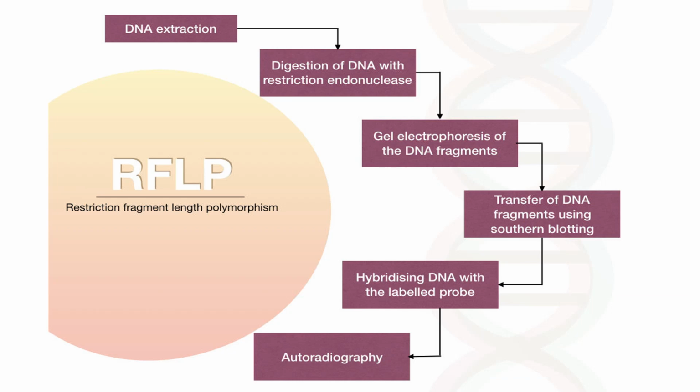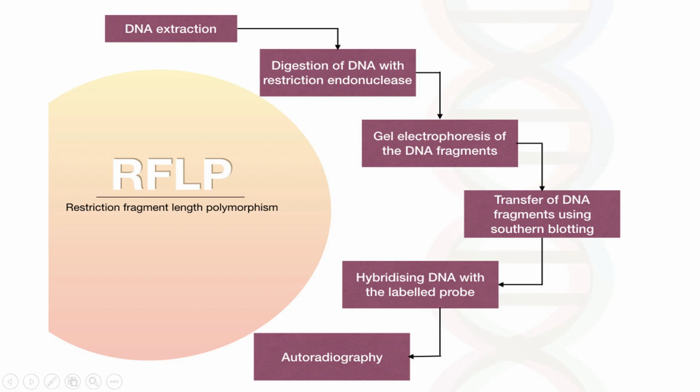It starts with DNA extraction. First, DNA will be extracted from the organism, the individual, or the species you want to detect, and then that DNA is going to be digested with the restriction endonuclease at a specific sequence. So you will have different DNA fragments. These different DNA fragments are going to be separated on electrophoretic gels, depending on the sequence size and other things. So we will have different kinds of bands.